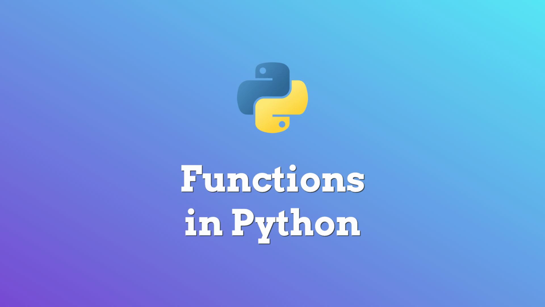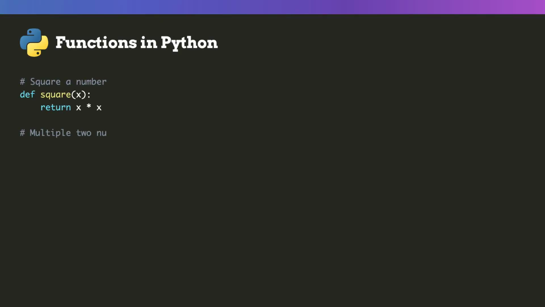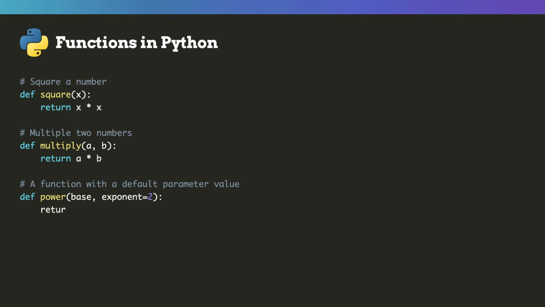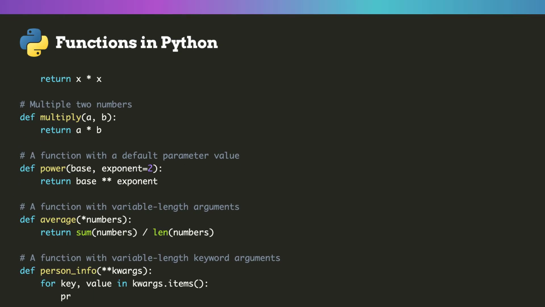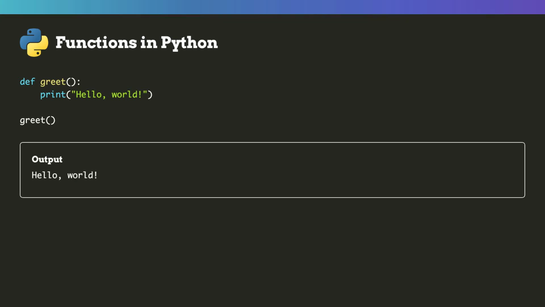Functions in Python. Functions allow us to encapsulate a task in a single reusable unit of code. They help us avoid repetition. By using functions, we can write a piece of code once and reuse it wherever we need. Let's create a simple function to understand its structure.